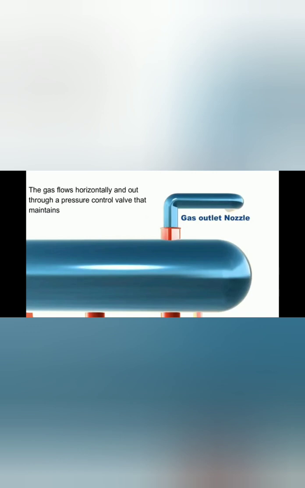The gas flows horizontally and out through a pressure control valve that maintains constant pressure in the separator for efficient separation. So this is three-phase separation in a three-phase separator. The gas flows horizontally and the vessel pressure remains constant.